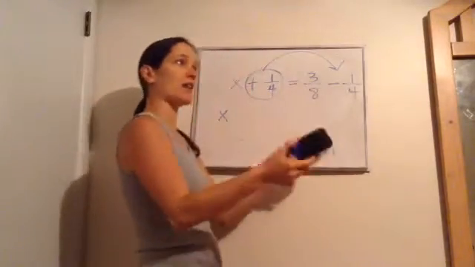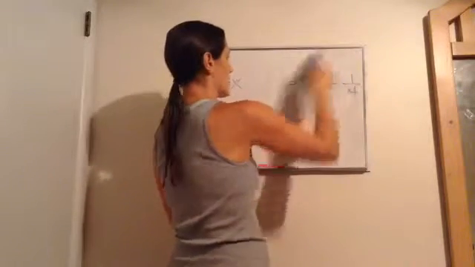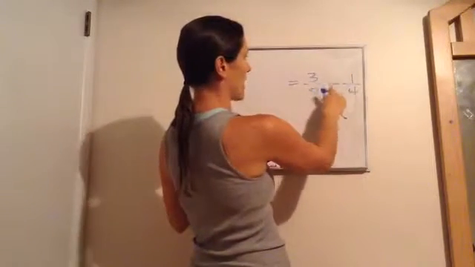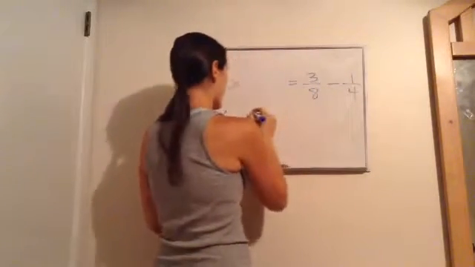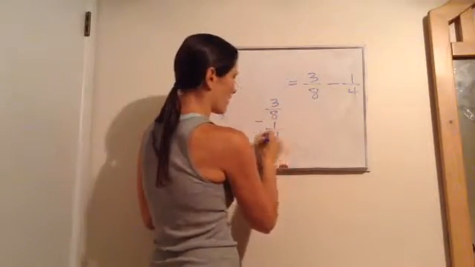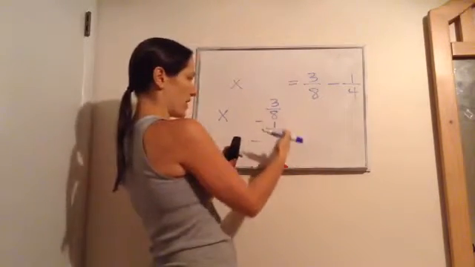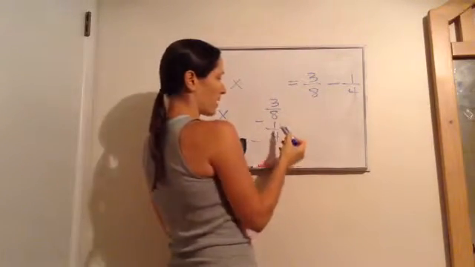Multiplying becomes divide, divide becomes multiply. Okay? So I'm going to move that, and we just did. So now it says x equals 3/8 minus 1/4. So x equals, and then you have to work it: 3/8 minus 1/4. And then you have to do the whole mathematical problem. And we know how to find the answer to this.